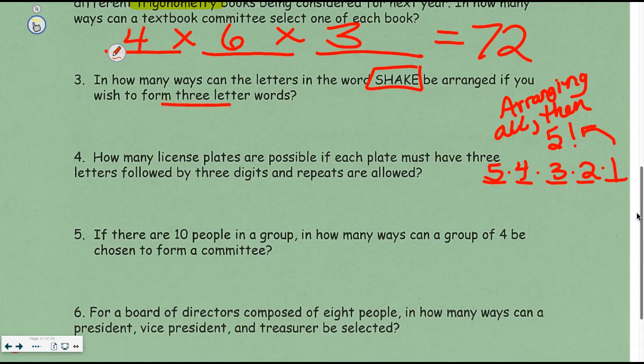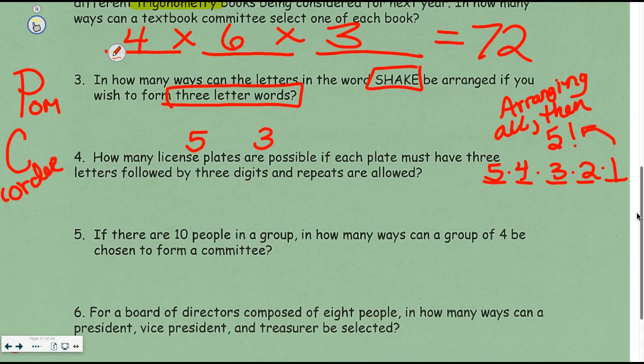It says 3-letter words. So you have 5 letters available, and you are choosing 3. And that's where you have to decide if it's a P, a permutation, or a C, a combination. You need to know the difference between the two. For the permutation, the order matters. For a combination, the order does not matter. So think that that spells palm. Order matters. For a combination, order doesn't matter.